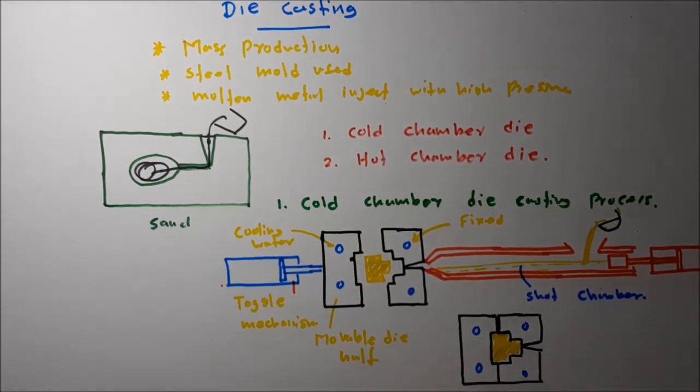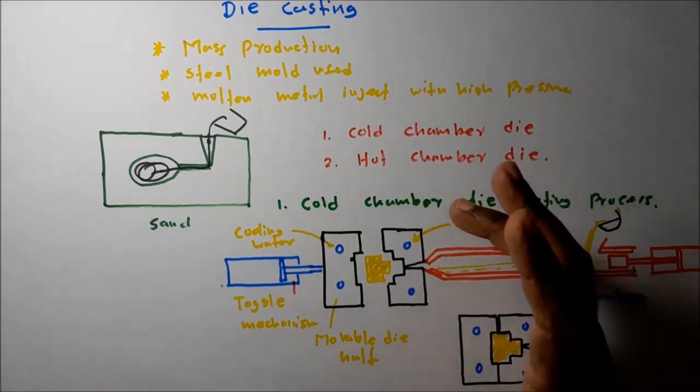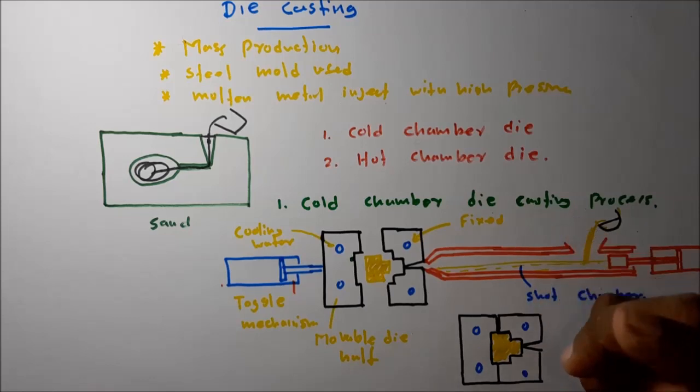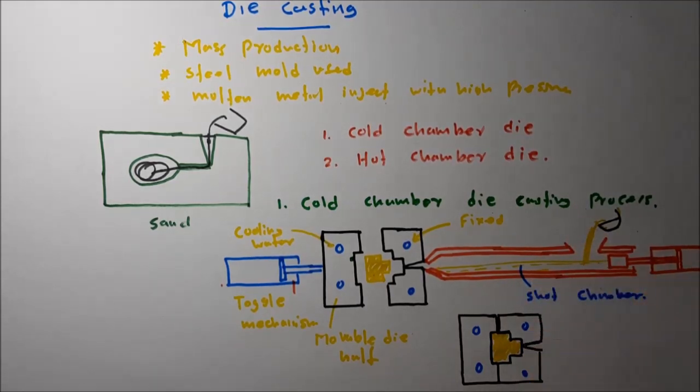So in this process it can generate very complex geometries with great finish. The dimensional accuracy is very high, and surface finish is also very high in this process. That is the main advantage in the die casting process. Production rate is very high, and the finish of the product is very high.